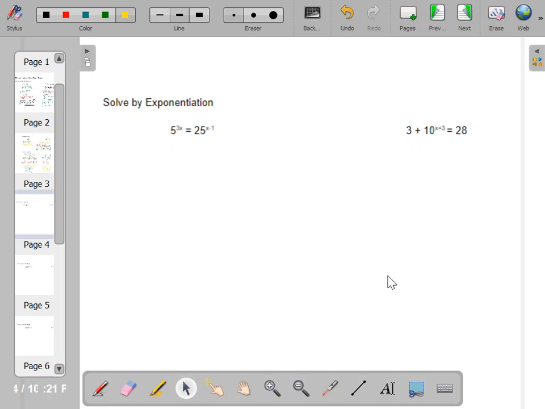Okay, let's solve some. There's a couple different things here. This one's exponentiation. This is really more just solving. So exponentiation means you're going to try and make these have the same base. So 5 to the 3x, and 25 is really 5 squared. But we still have an x minus 1 in there. So exponent rules say you need to multiply, so 2 times x minus 1.